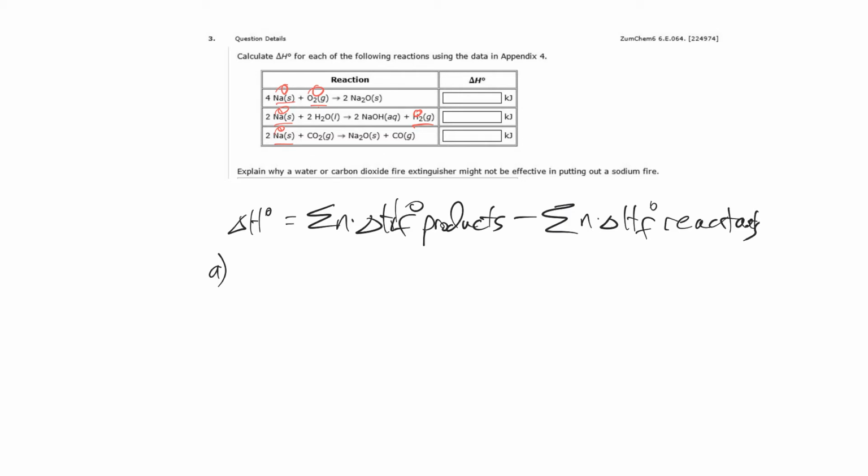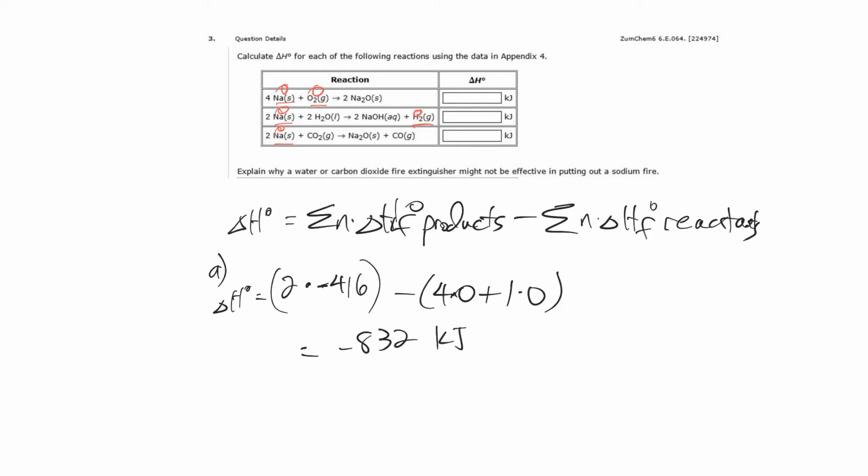So for question A, the heat of formation for sodium oxide is negative 416, and from that we're going to subtract 4 times 0 plus 1 times 0, which would just be 0. So your standard enthalpy change is negative 832. You could state that either as kilojoules or, if you prefer, kilojoules per mole.